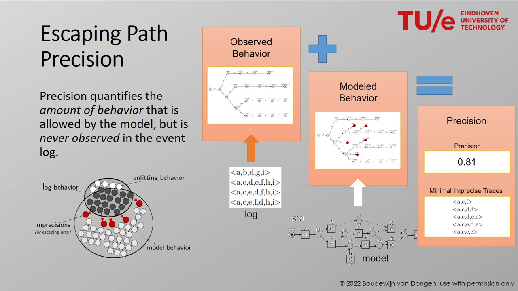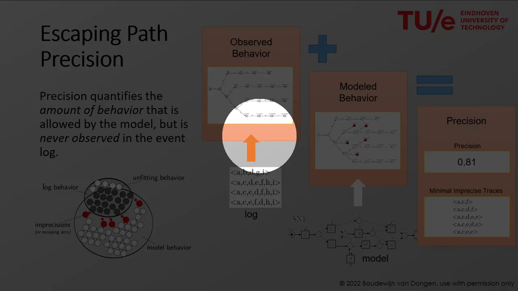There are two precision techniques I would like to show you. So one is the original work developed by Jorge Munoz under Josep's supervision at the time. He looked at what we call escaping edges precision. So he said, well, let's see how model and log work together. We take the event log and translate that into a tree of sequences. Right, so if two traces share the same sequence, we map them on top of each other, so you get a tree structure. We take the same tree structure, but now from a model point of view, and then we see where there are points where the model can escape the observed behavior.